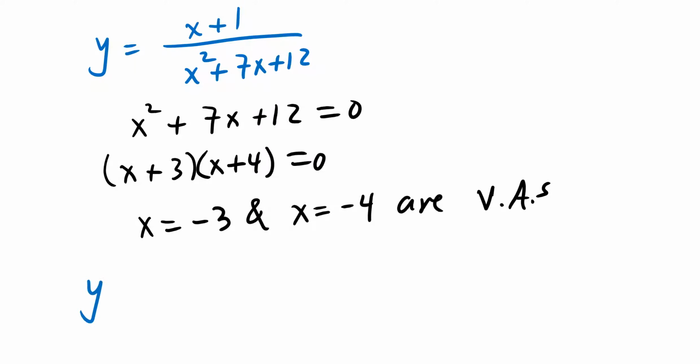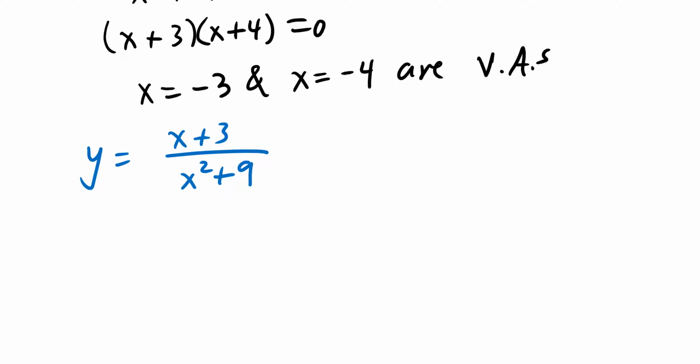What about y equals x plus 3 over x squared plus 9? This one would never be 0. This would never equal 0. It's always bigger than 0. So this means this function has no vertical asymptotes.